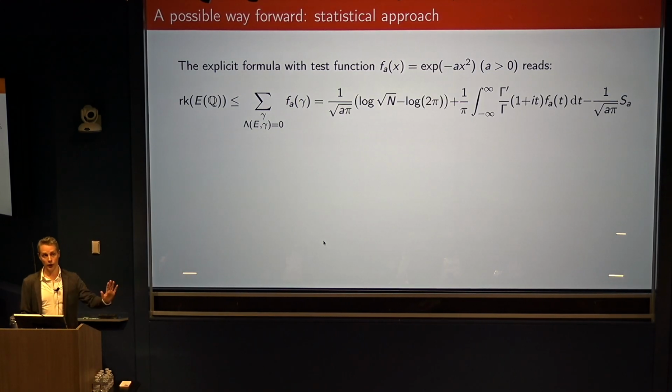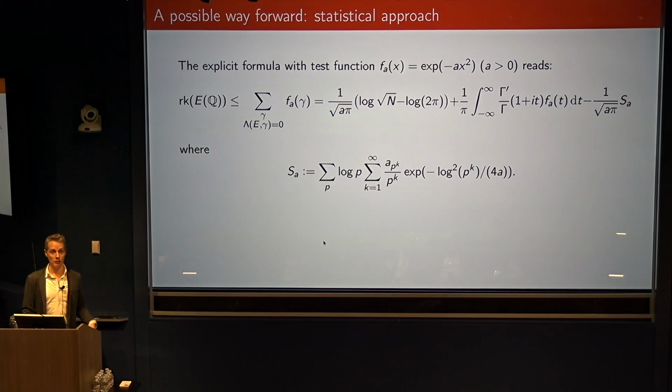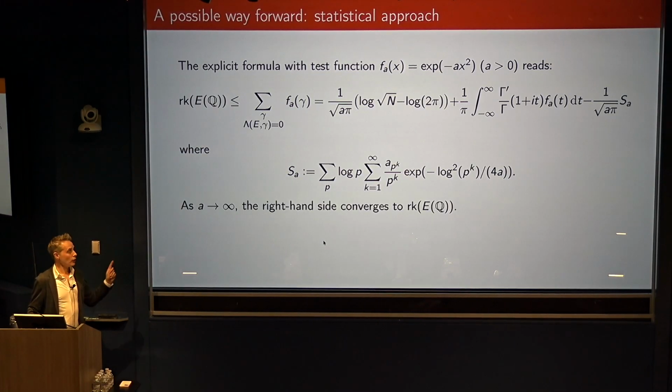The functional equation expresses this explicitly as a sum of an expression involving the log of the square root of the conductor, some explicit integral, and then a sum. This sum is given by the coefficients of the L series, just the prime powers, weighted in this particular way by a Gaussian function. As a goes to infinity, we get a better and better approximation. The Gaussian slopes to be supported at s equal 1. So if we took a to infinity, we really should be able to compute the rank this way if you assume the well-known properties of L functions.